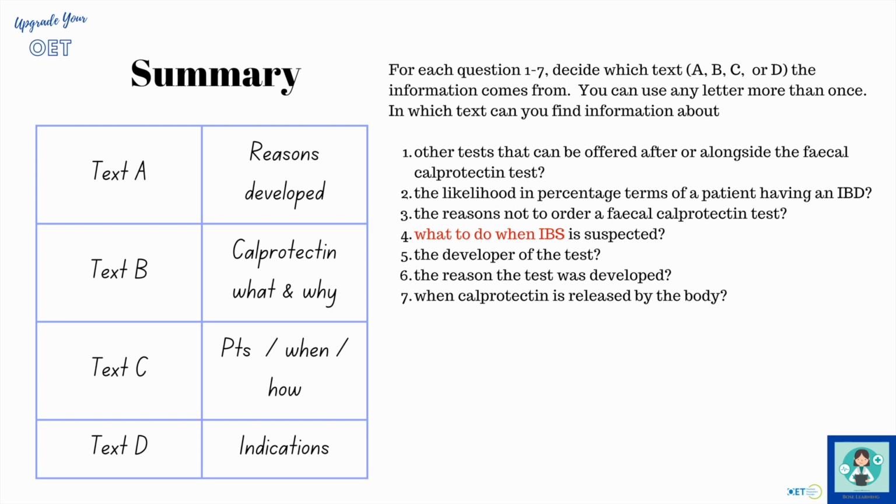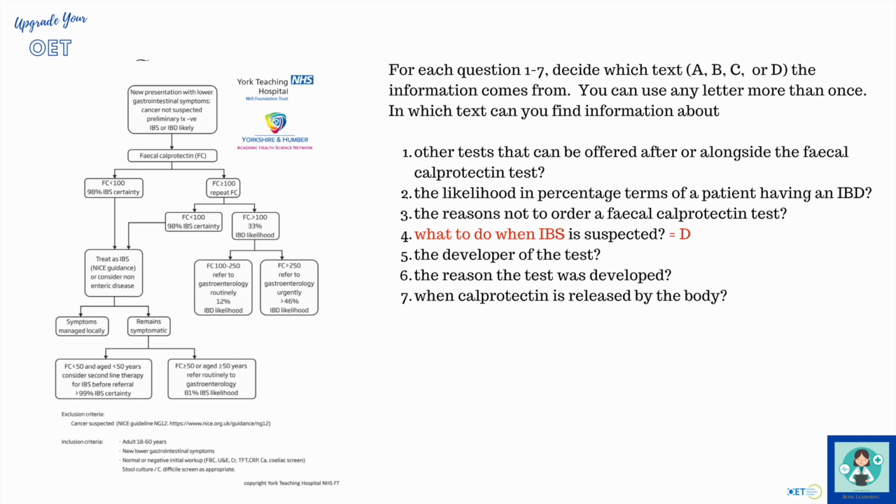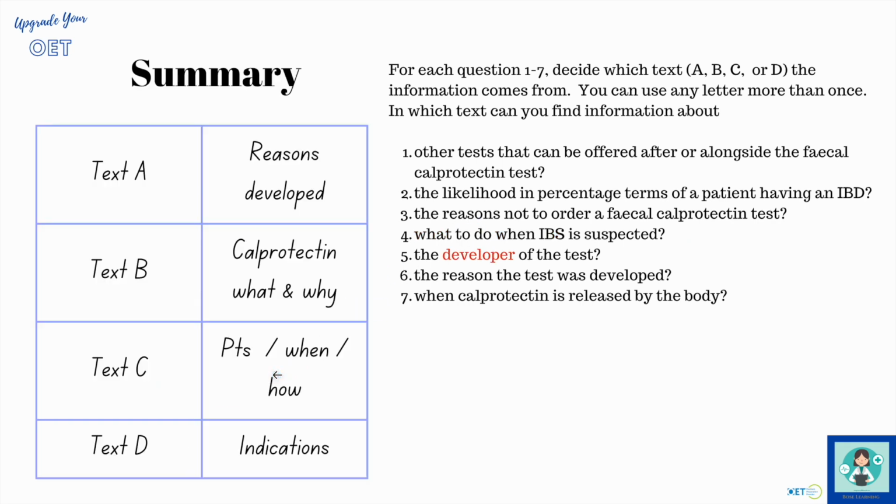Okay, number 4, do you remember what to do when IBS is suspected? Which one do you think it is? Probably indications, so go and check. Can you find it? Treat as IBS and manage the symptoms locally or refer them on. So it is D.